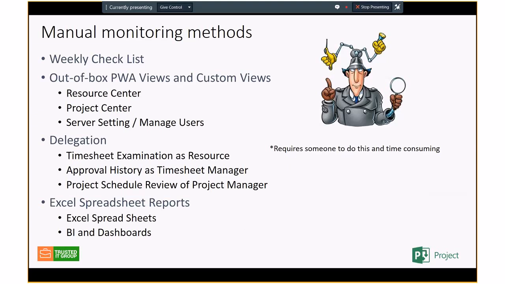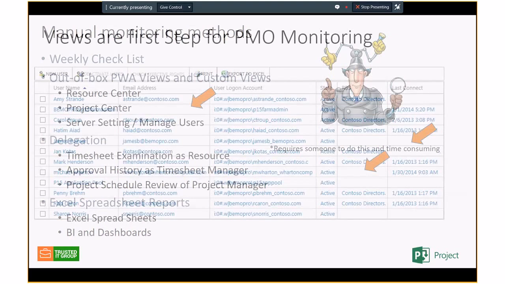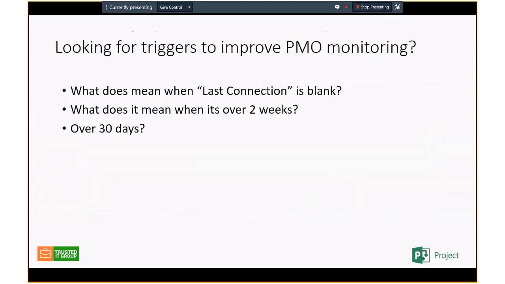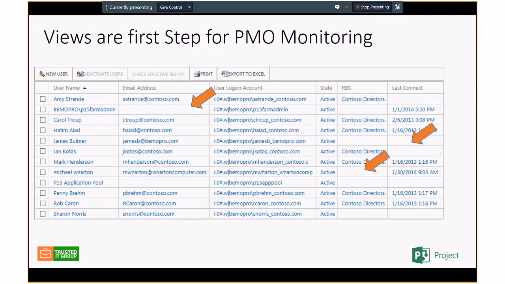So we've seen this already. This is basically a view. We can quickly see missing data. We can't see invalid data. And going back to this view, Last Connect. So you see that Last Connect for two people.